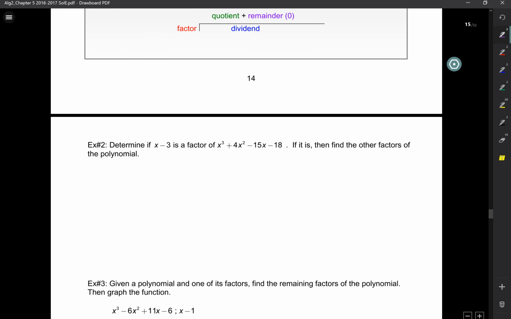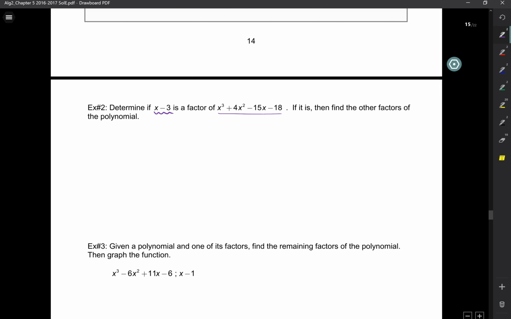All right, so let's take a look at this. It says determine if x minus 3 is a factor of this. Then find its other factors, and so on and so forth. So let's divide, and if we get remainder 0, we know that x minus 3 is a factor. I'm going to divide using synthetic division.